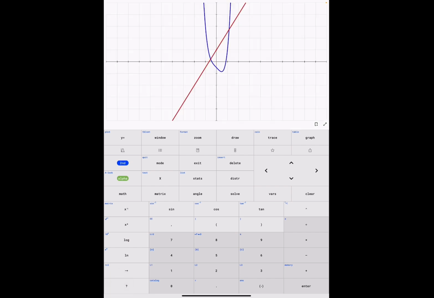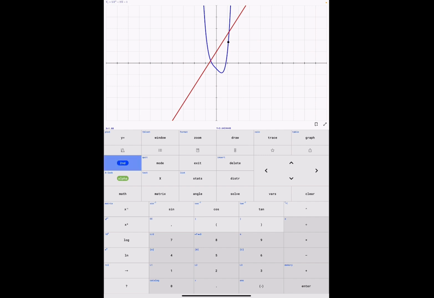So you have the 5x to the power 4 minus 2x minus 1 in equation 1, and 3x plus 2 is equation 2. And then once you've done that, you just hit graph in the top right corner, and you get your graph here. You get your two lines. And you want to find these two points here, the two where they intersect. So to do that, you press second, and then you press trace, which is right next to graph, and you go to number 5, which is intersect.